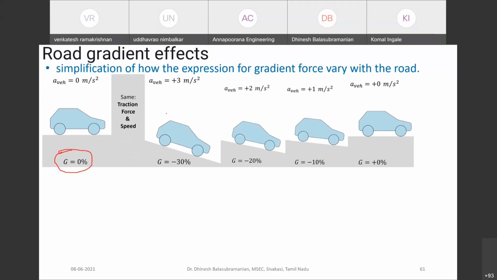But when your vehicle is getting down the slope without any acceleration, your vehicle would start to move faster. So when the gradient is minus 30, let us assume your acceleration is plus 3 meter per second square. When it is 20, it is 2, and when it is 1, it is 1 meter per second square.